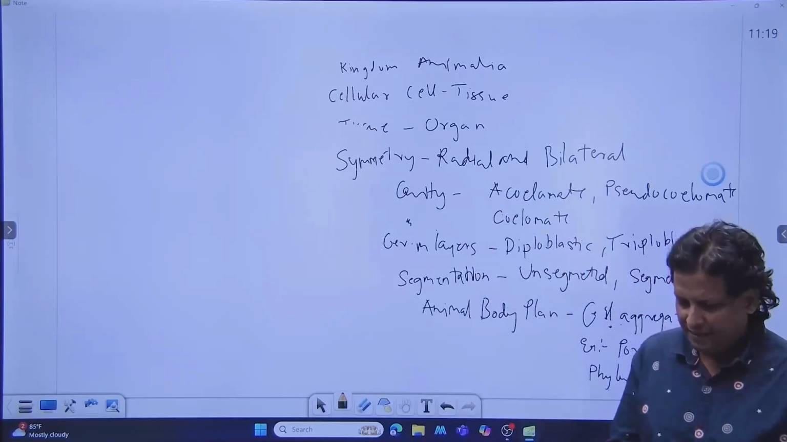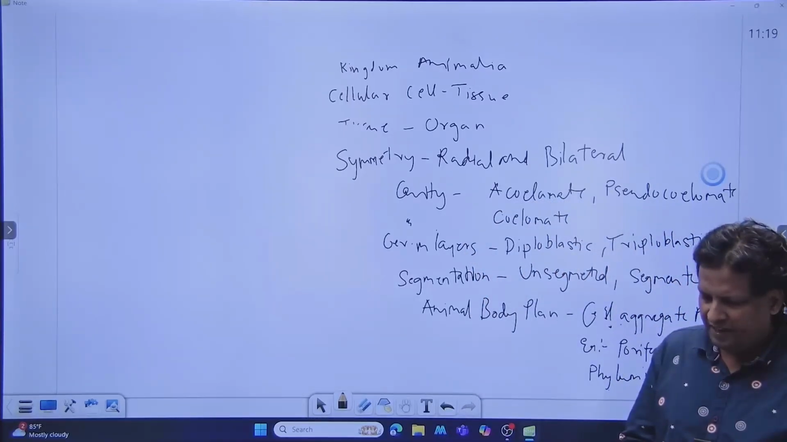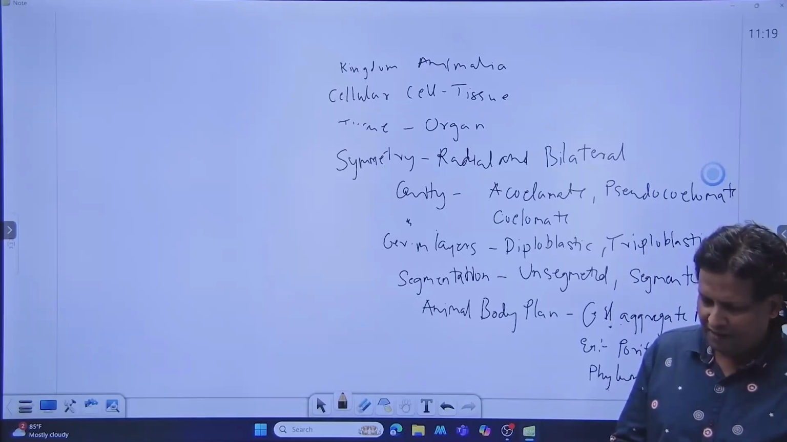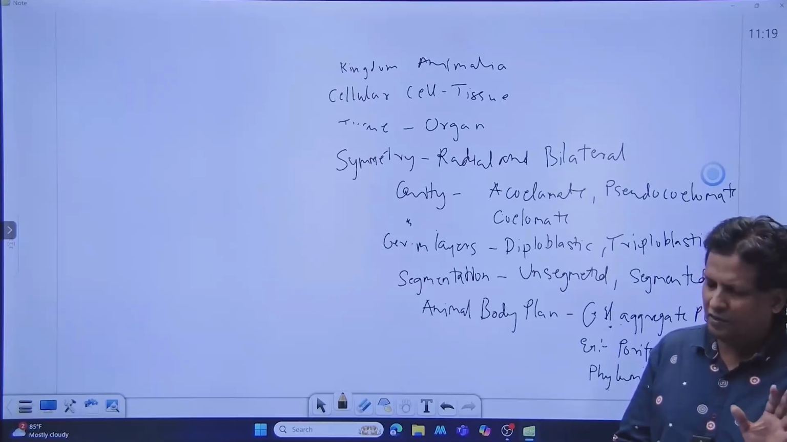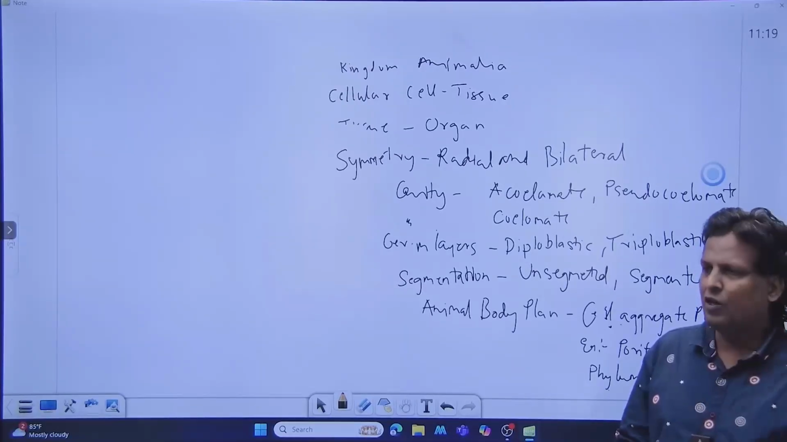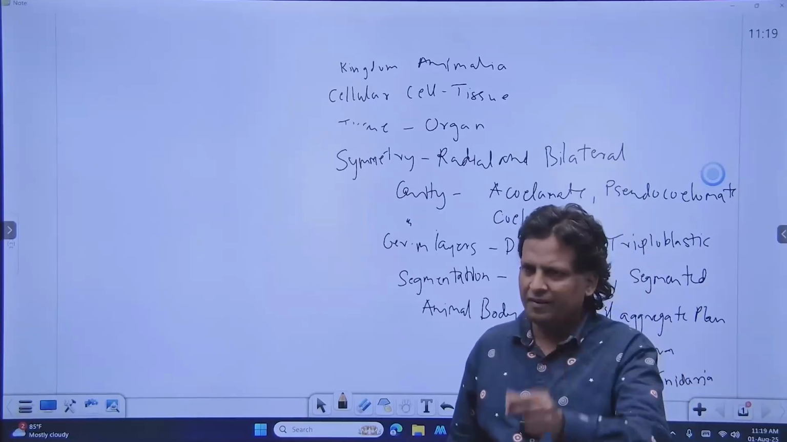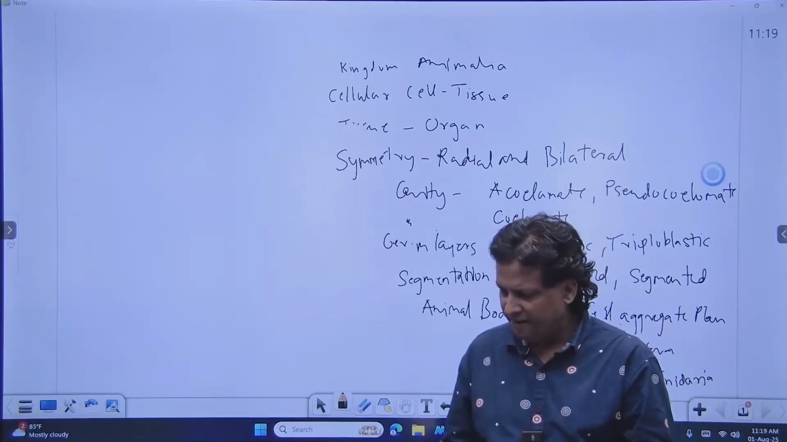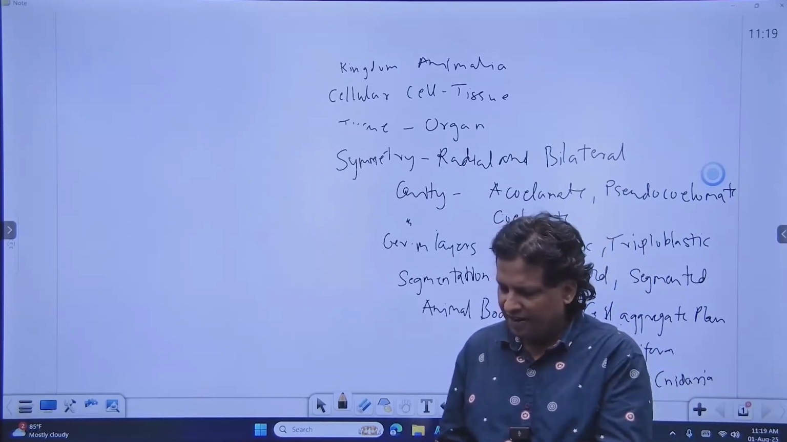Third type is the tube within tube body plan. Digestive system is present. Digestion is taking place in the tube-like body cavity, so it is called the tube body plan. You have seen a tube, no? Tube-like body cavity. Mouth and anus are present.